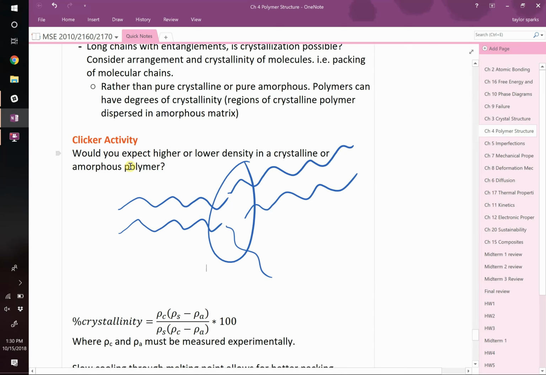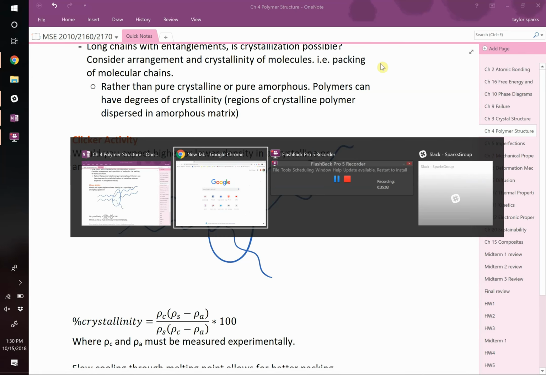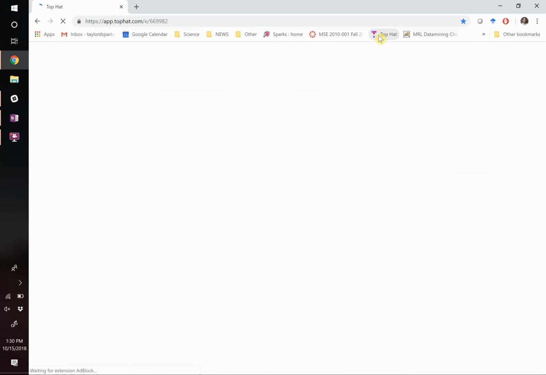Now, the question here, this is our clicker activity. I can pull it up. So start thinking, what would you expect? A higher or lower density for a crystalline or amorphous polymer? Which one would give you which? Density in terms of just how heavy the thing is for a given volume.